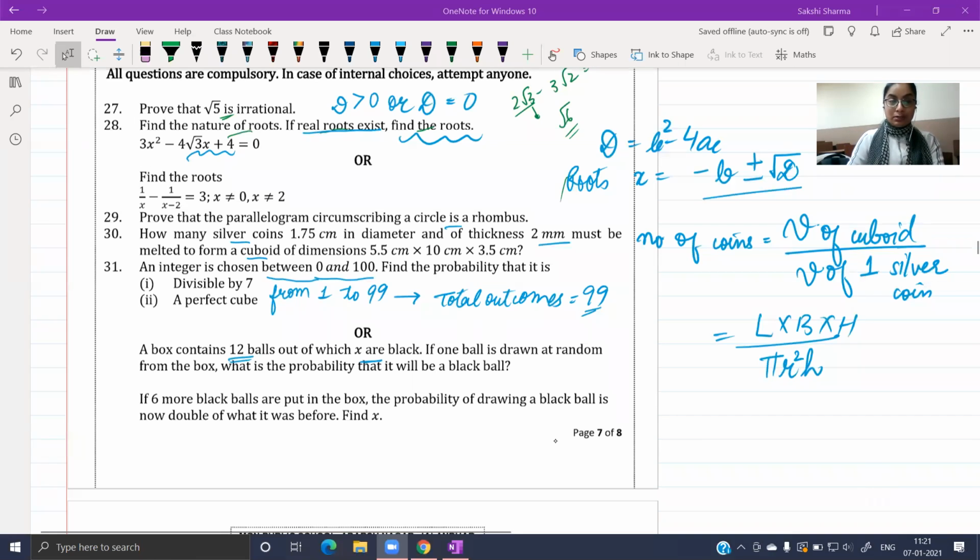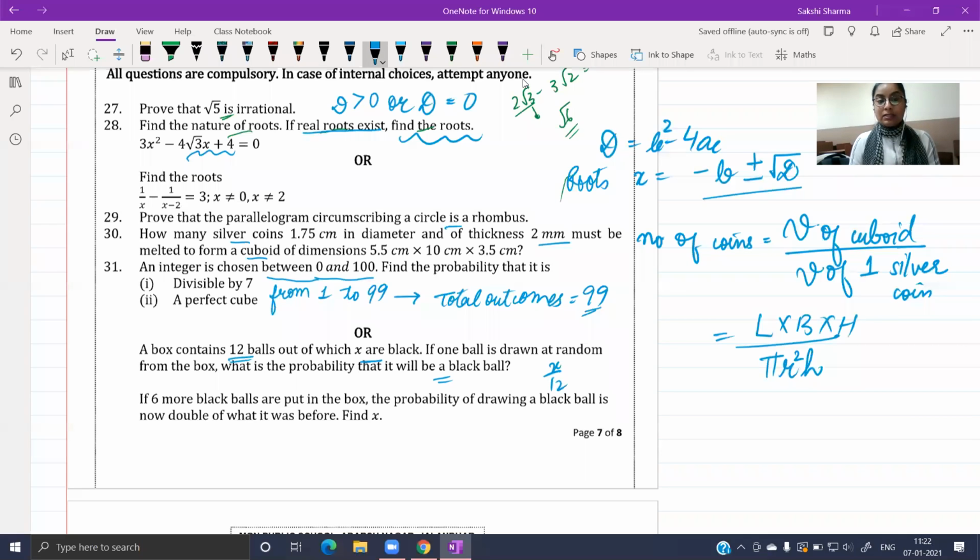So question number 31, second part. अगर आपके पास total 12 balls हैं और उसमें से X black हैं, what will be the probability? So total 12 in the denominator, X in the numerator, very simple. What is the probability that it will be a black ball? 1 mark. This was for 1 mark.